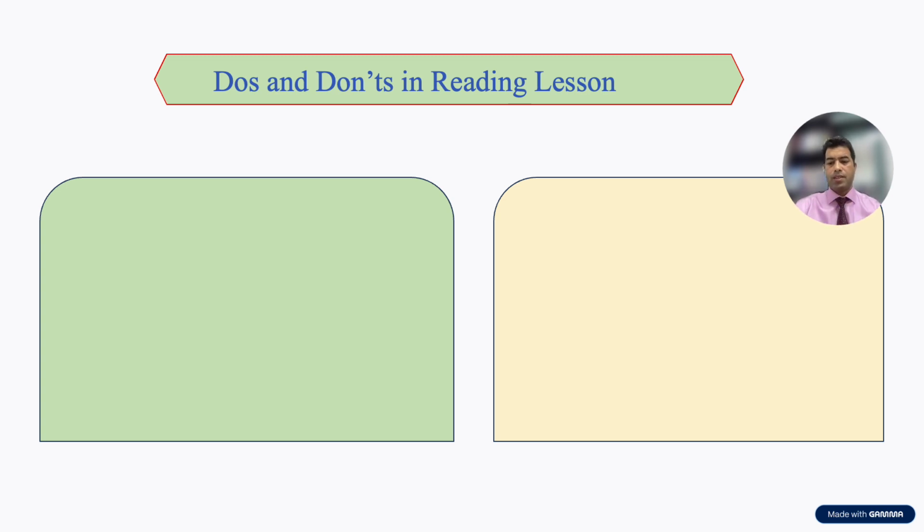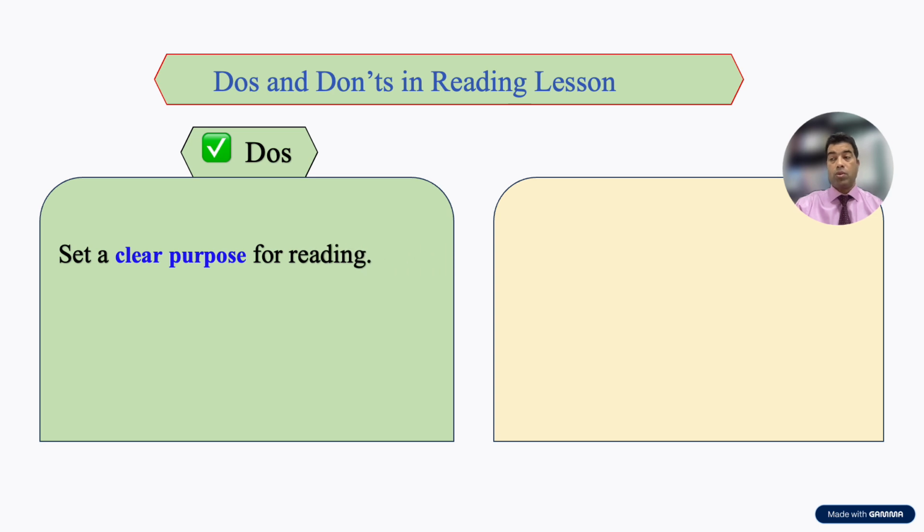The things that we should do and don't do in the reading skill lesson. When we are doing a reading lesson, what are those things that a teacher should do, and what are those things that teachers should not do? First of all, set a clear purpose of reading. A teacher should say, like, today we are going to read about festivals, today we are going to read about city life, today we are going to read about scientific discoveries, today we are going to read about social problems. So one clear purpose, one or two, like main aim and subsidiary aim.